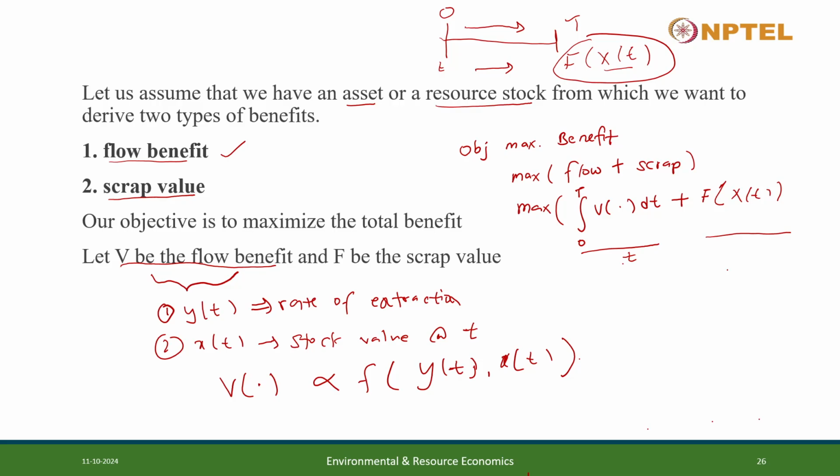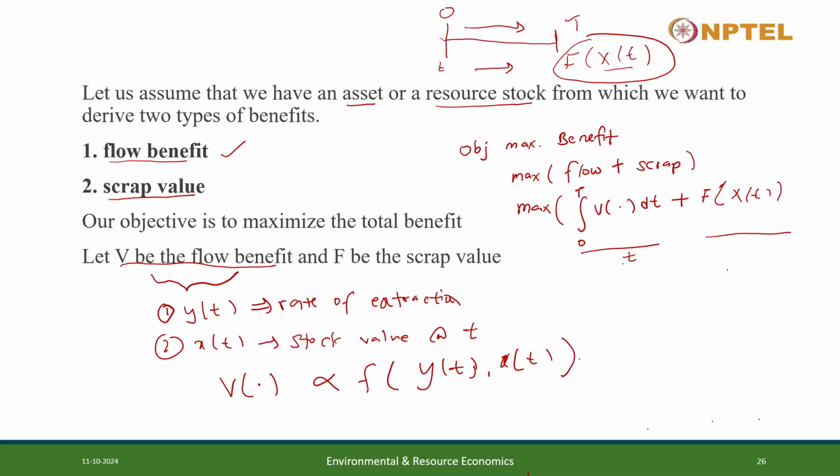Let's say that you have a coal plant, right? So with the coal plant you are generating electricity over time and you are getting benefits. So that is the flow benefit. But at the end, what is the value of these machines, all the buildings and all? So that is the scrap value.